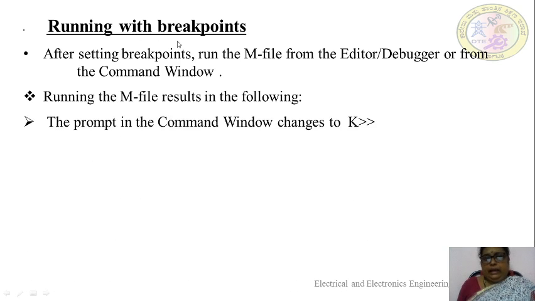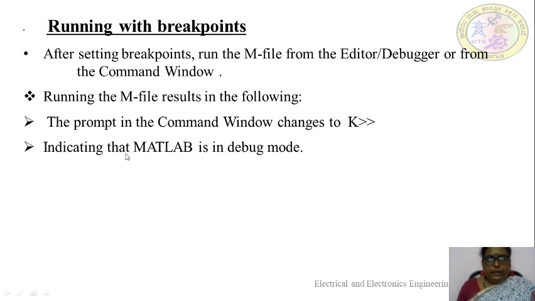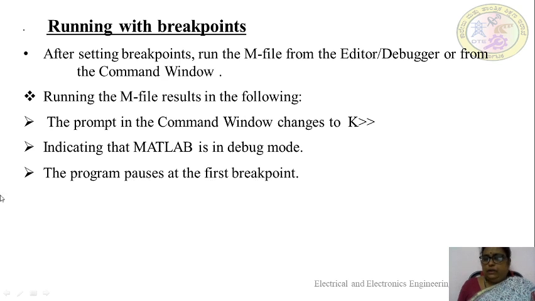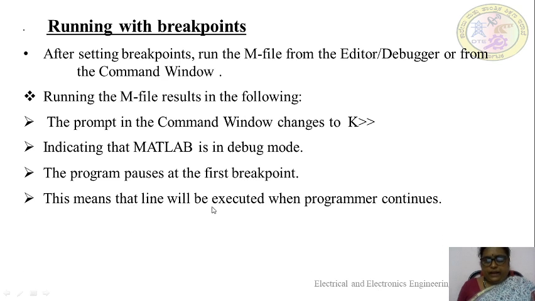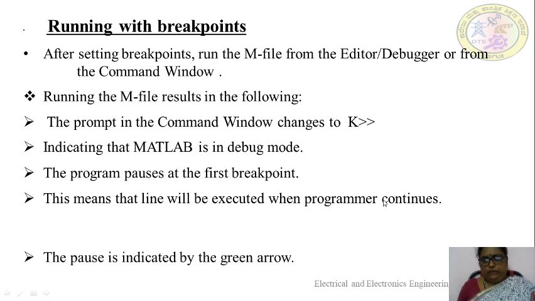When you run a program or code with a breakpoint set, the command window will change to the K prompt, indicating that MATLAB is in the debugging mode. The program pauses at the first breakpoint. That is, the program is executed up to the first breakpoint and then it stops there. This means that the line will be executed when the programmer continues. If there are no errors till then, the programmer can continue the execution of the program.